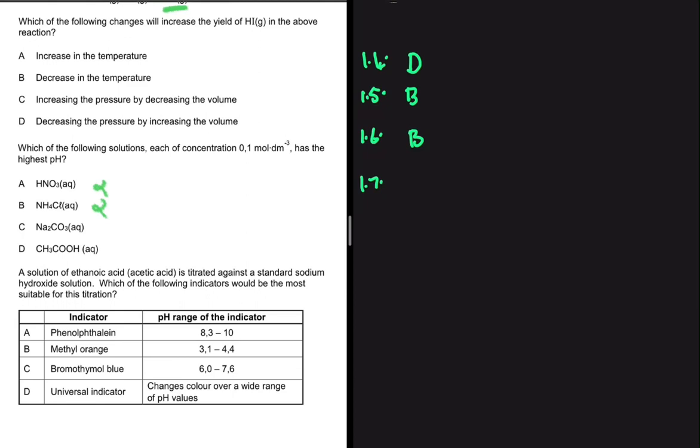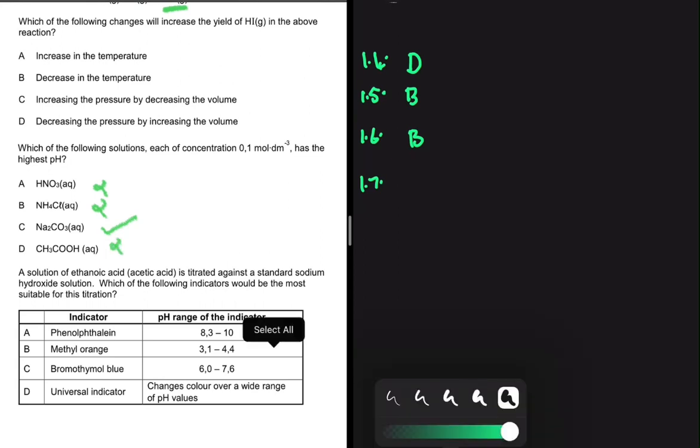On the other hand, Na2CO3 is a base, so maybe that can be our answer if we don't have another stronger base. Option D is ethanoic acid. Obviously, that cannot be our answer. So for 1.7, the answer is actually C. That is the only basic solution that we have.